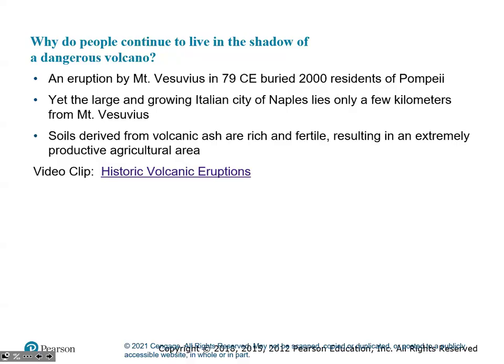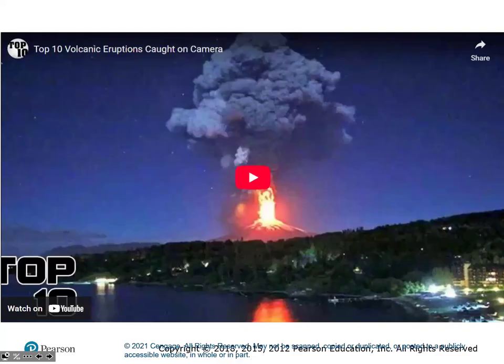Well, part of it is that the soils generated from this volcanic ash are really rich and fertile. So, for example, Naples has amazing tomatoes because of that volcanic soil. Those Italian tomatoes that everybody loves are feeding off the volcanic soil from Mount Vesuvius. And here is a short video showing a number of volcanic eruptions that were caught on camera.